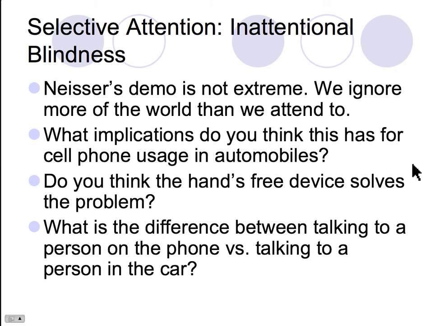So then another follow-up question: what's the difference between talking to a person on the phone versus talking to a person in the car? With a person in the car, you can have a conversation and not run into anybody. And the answer to that is that when someone's talking to you in the car, they're also in the same environment that you're in.